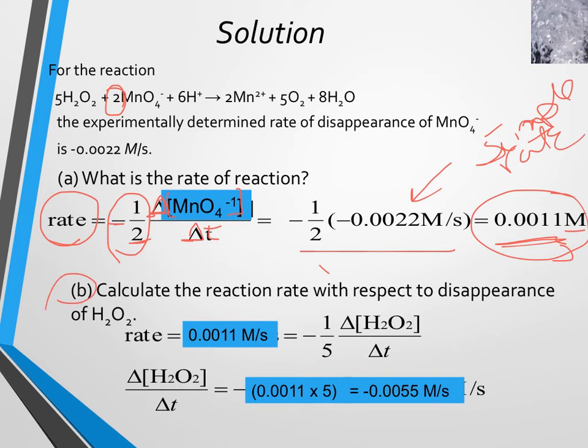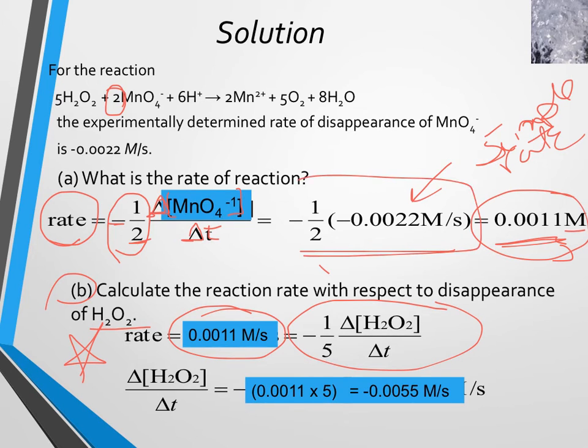So part B of this question, calculate the reaction rate with respect to the disappearance of hydrogen peroxide. This one is probably the most important type of calculation, so make sure you understand how it's calculated. So if you're given the rate, the general rate, or the rate with respect to any other reactant or product, and asked to calculate the rate with respect to a different reactant or product, just make sure you set it up like I told you to.